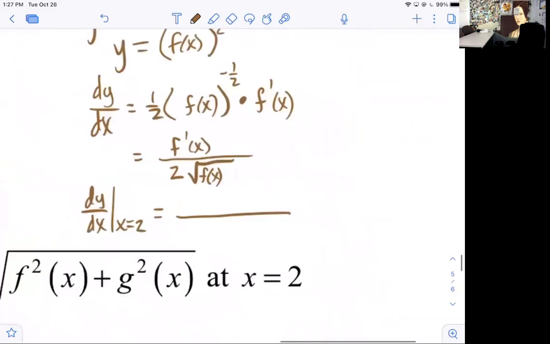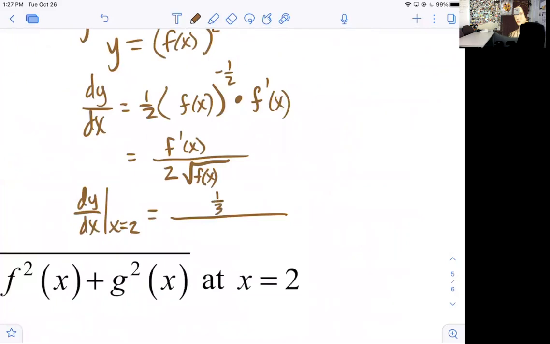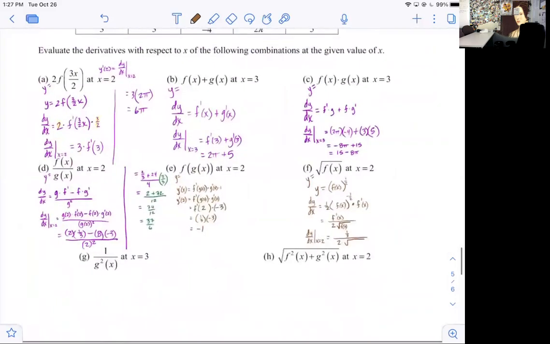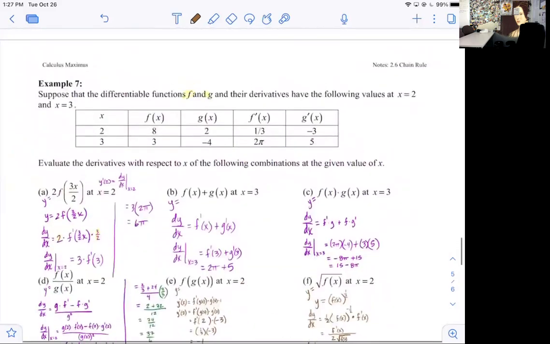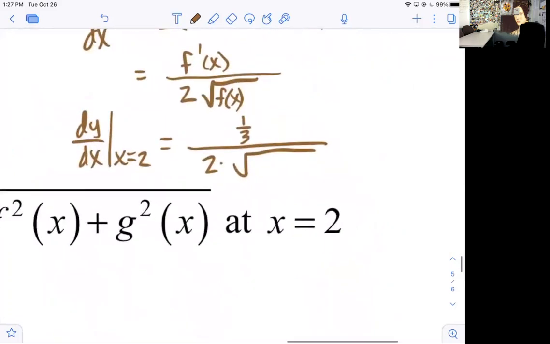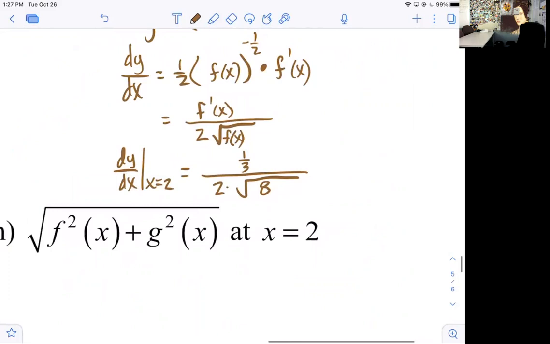1/3. All right, that's 1/3. All over 2 times the square root of f of 2, f of 2. 8. And that is your free response answer.